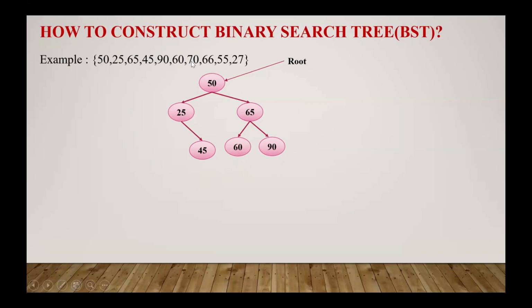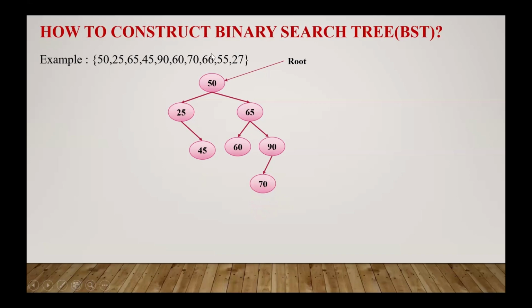Then the next value is 70. We have to traverse from the root to the proper position. 70 is greater than 50, so it will come to the right child. 70 is greater than 65, so it moves to the right node. The right node is 90. 70 is less than 90, so it becomes the left child.